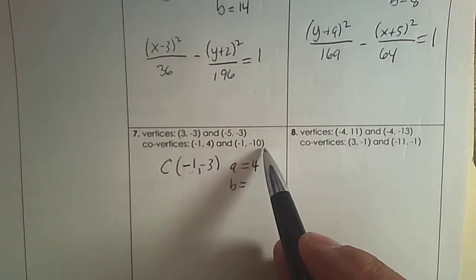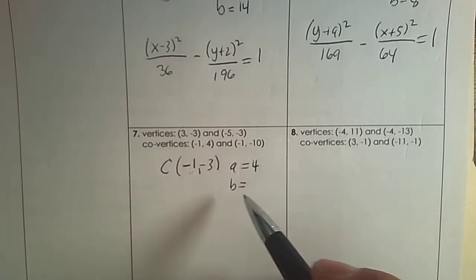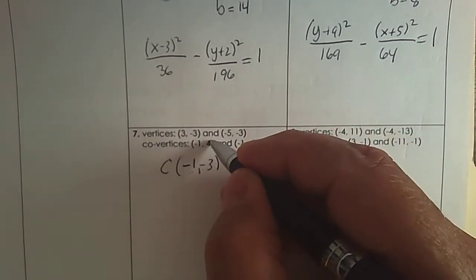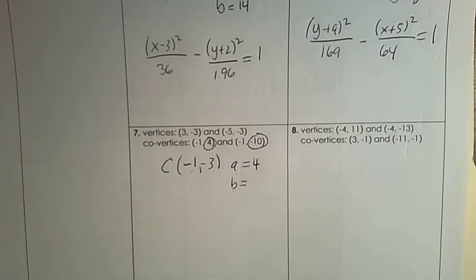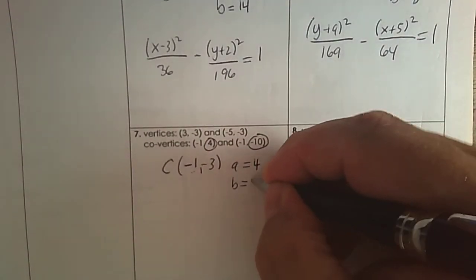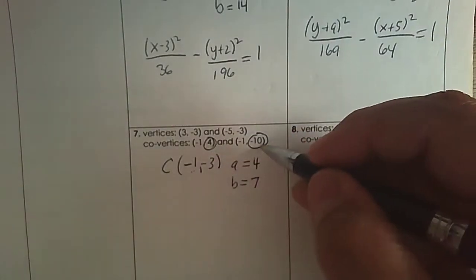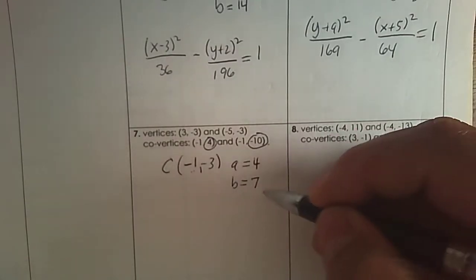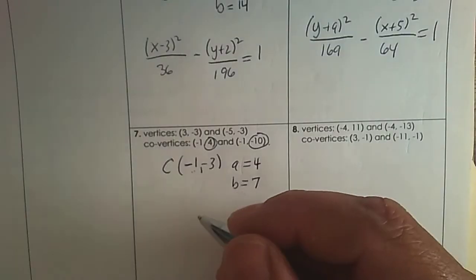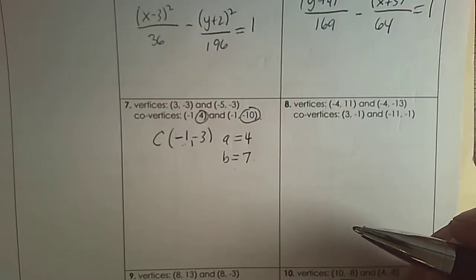the co-vertices are also given. But to find the length of the b, take the y's, 4 and negative 10. That distance is 14, but you have to divide by 2. That gives you 7. So find the distance of the y's and divide by 2, and that gives you what you need. Understand what type of hyperbola this is.